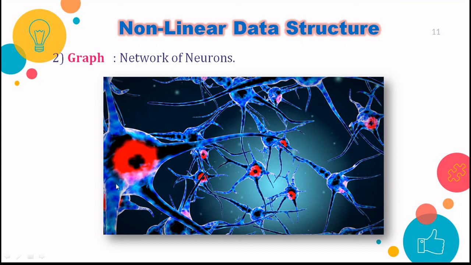Again, if I talk about this neuron, this is one node, if I relate it with the example of graph, and this is, let's say, another node. So they are connected to each other. It means this neuron is transmitting some information to this neuron, and similarly this neuron is again connected to other neurons, and in this way the flow of information takes place, and this forms a complex network.